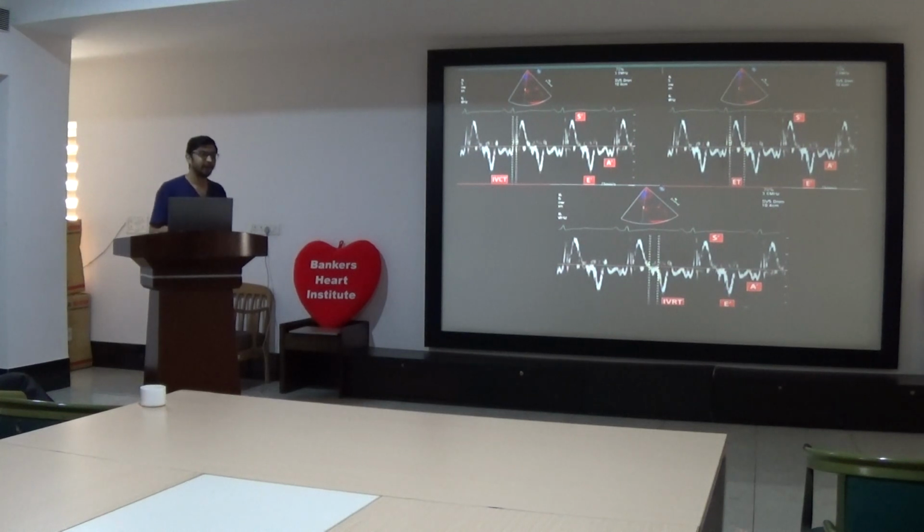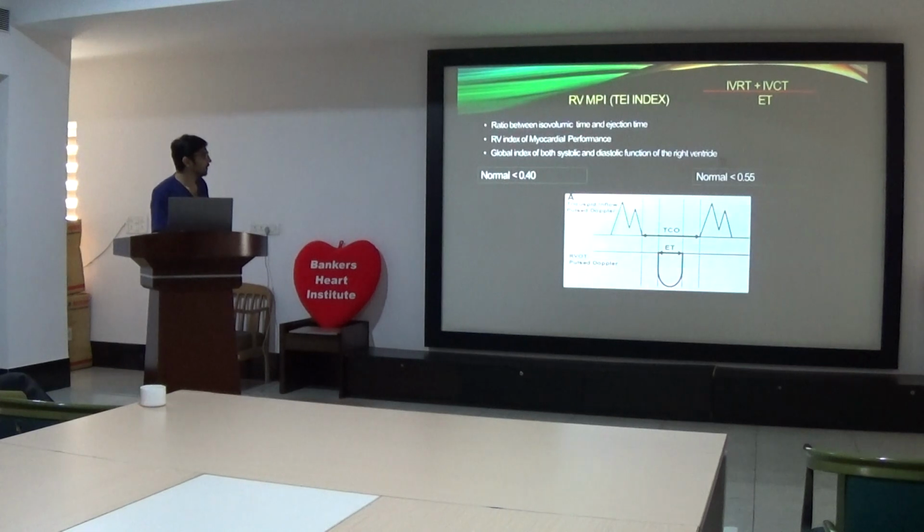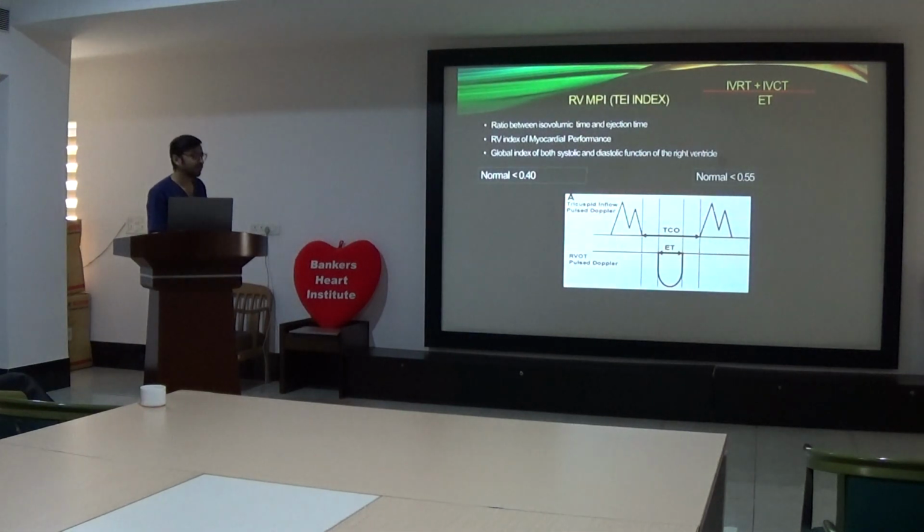Go back to the previous RVOT. Go back to the question. So this is tricuspid inflow pulse flow Doppler. That is again pulse flow Doppler. It is not tissue Doppler. And tricuspid inflow pulse flow Doppler can be taken in either the 4-chamber view or the modified 2-chamber view, where you open your tricuspid valve. That is the tricuspid PW.